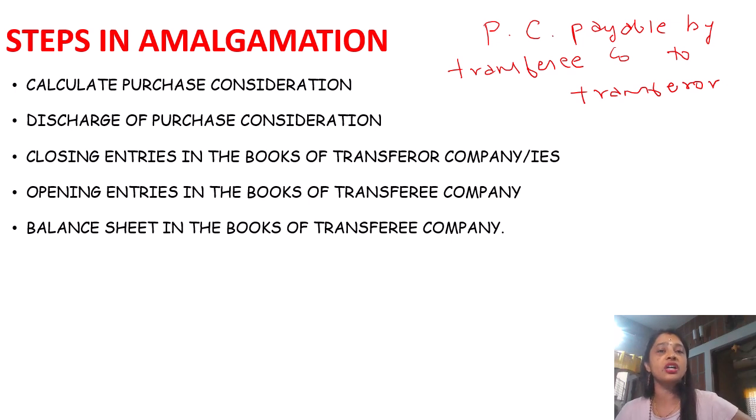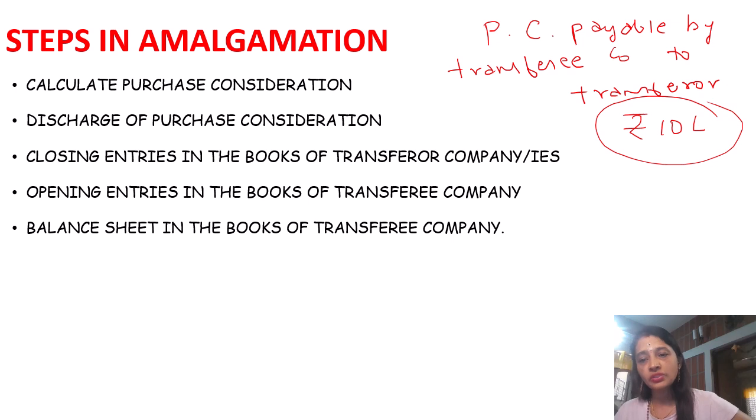The next step is discharge of purchase consideration. How is the purchase consideration discharged? Say for example, in the previous step you found out that purchase consideration was 10 lakhs. So how was this 10 lakhs paid, whether it was paid in the form of cash, equity shares, or preference shares, all those compartments will be clearly mentioned in the discharge of purchase consideration. That is how the purchase consideration was paid.